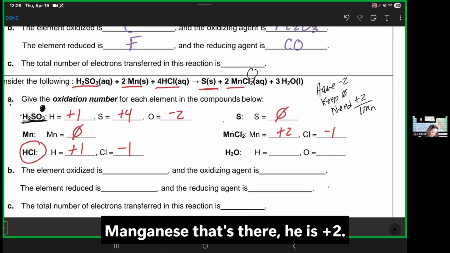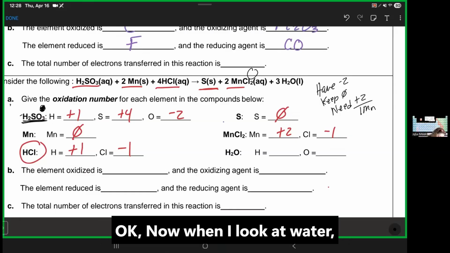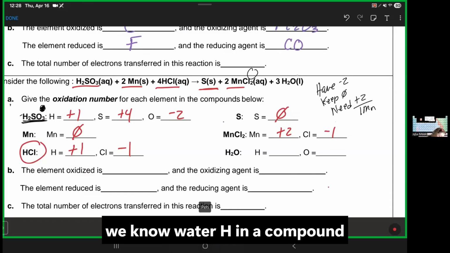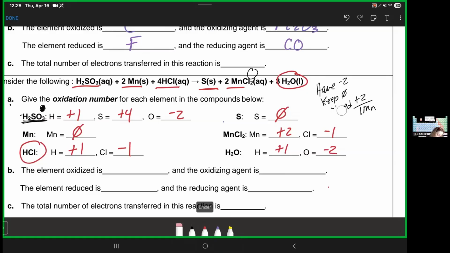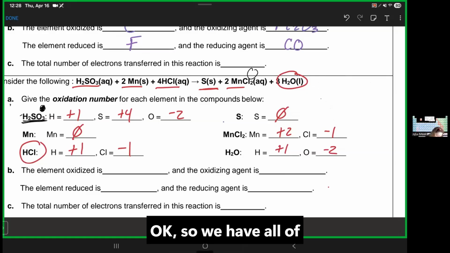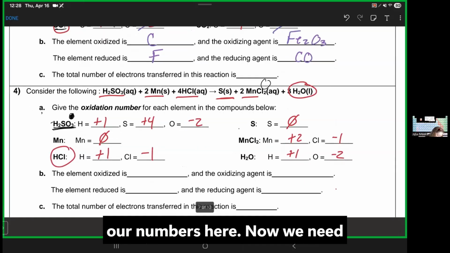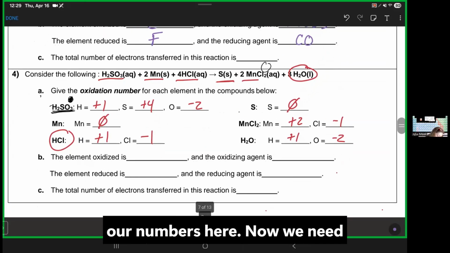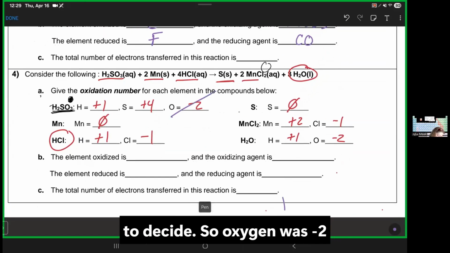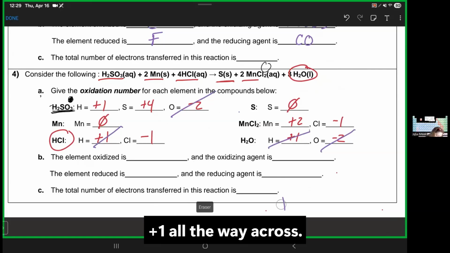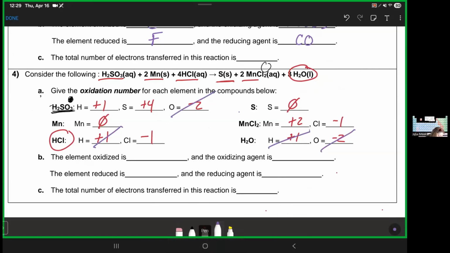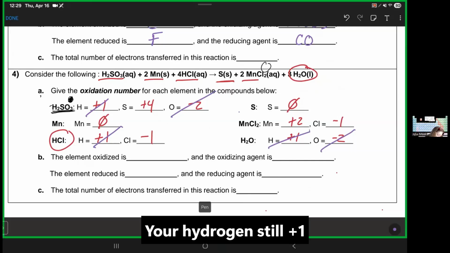He has positive 2. Okay, now when I look at water, we know water, H in a compound is positive 1. Oxygen in a compound is negative 2. Okay, so we have all of our numbers here. Now we need to decide. So oxygen was negative 2 all the way across. Hydrogen was positive 1 all the way across. Your hydrogen still positive 1.